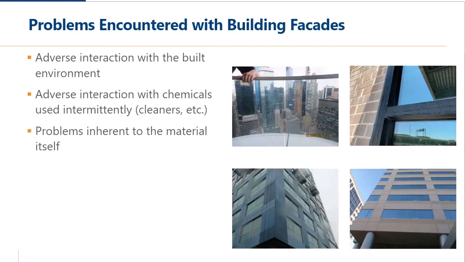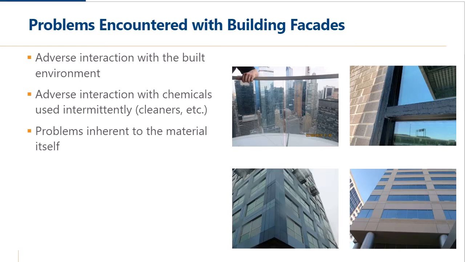So when we're thinking about problems encountering building facades, as material scientists, we really think from the materials perspective. We think there are three general mechanisms by which materials degrade. First is an adverse interaction with the built environment. This can be related to temperature, freezing, exposure to moisture, the sea, or exposure to nearby materials that may be incompatible.